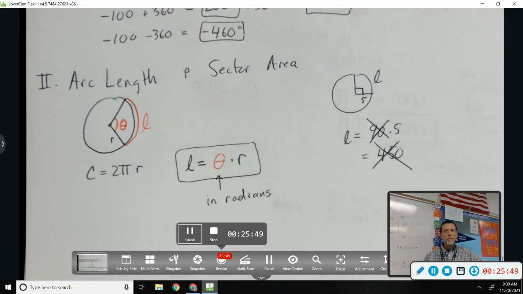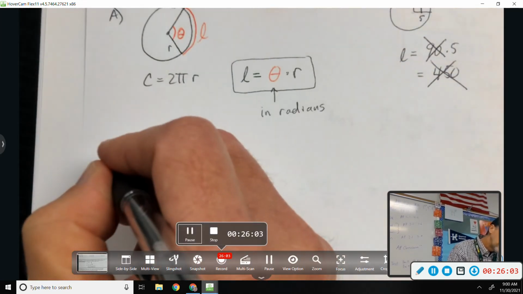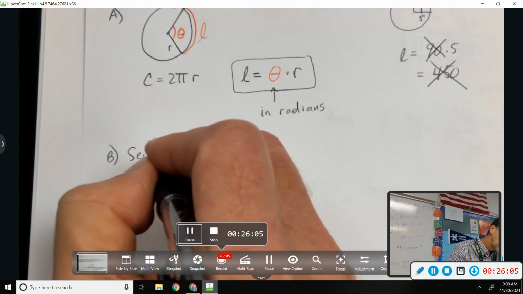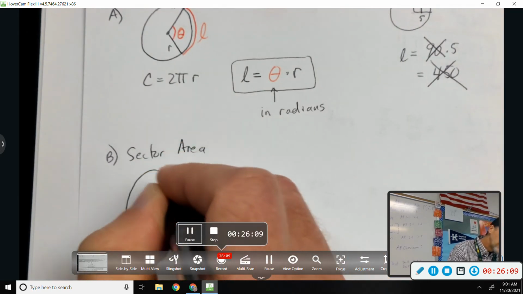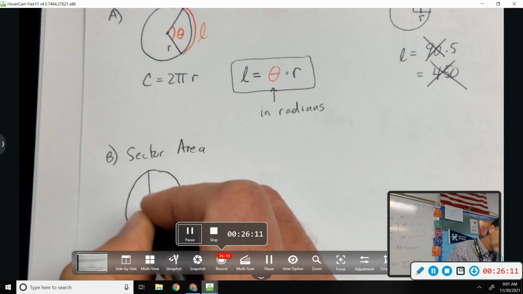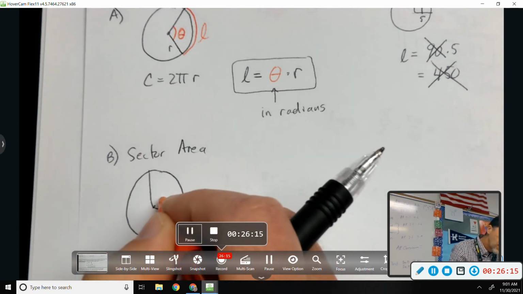So if we were given that, would we have to convert the 90 into radians? Yes, you convert 90 into radians and then find the arc length. Whoops, that was arc length. Sector area. So it's sort of the same thing. It's the area not of the whole circle, but of a piece of the circle, or part of the circle.